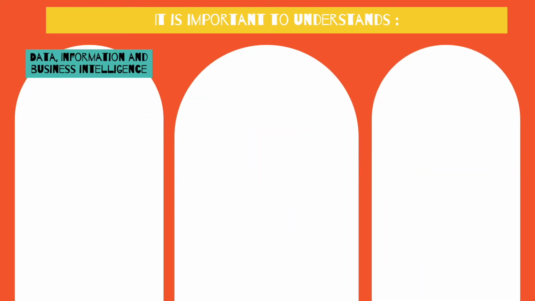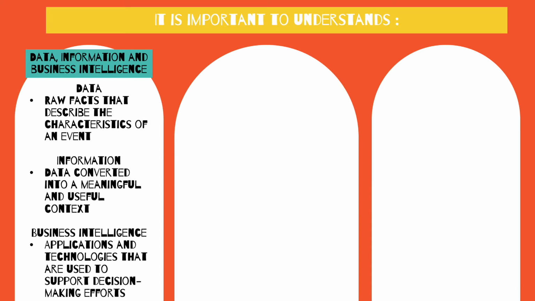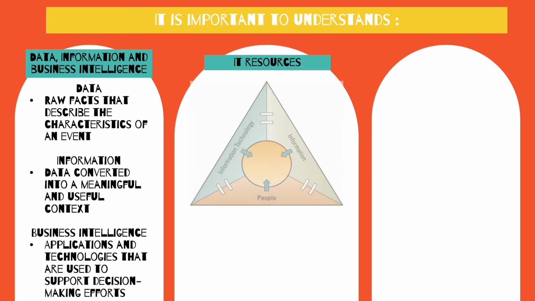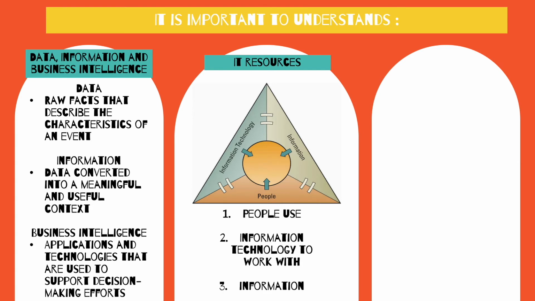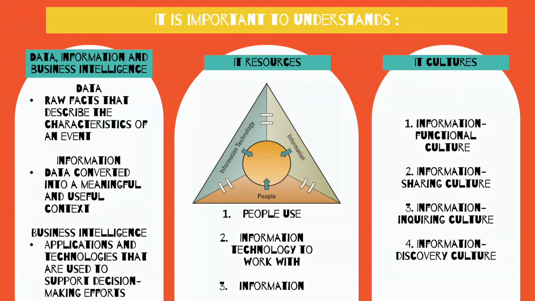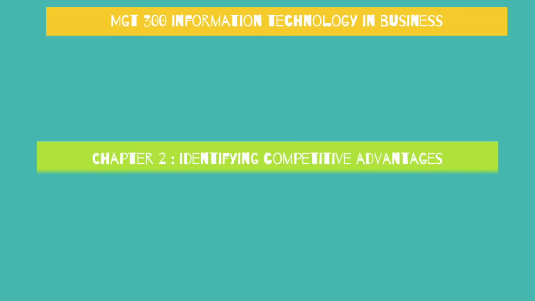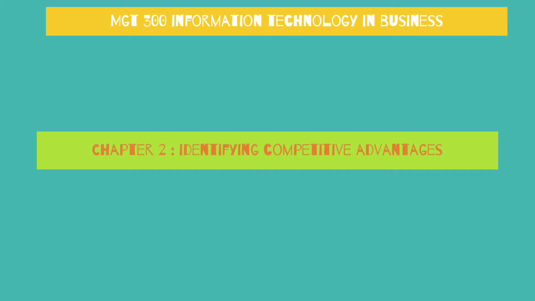When we begin to learn about information technology, it is important to understand the first one is data, information, and business intelligence, the second one is IT resources, and the third one is IT cultures. That's all for chapter 1. Now we proceed to the second chapter, which is identifying competitive advantages.